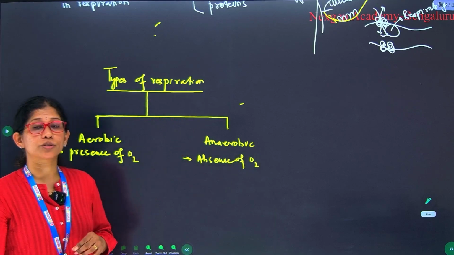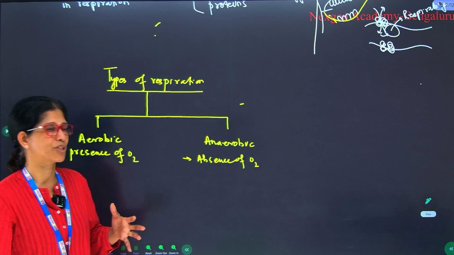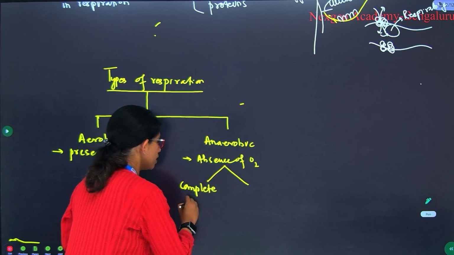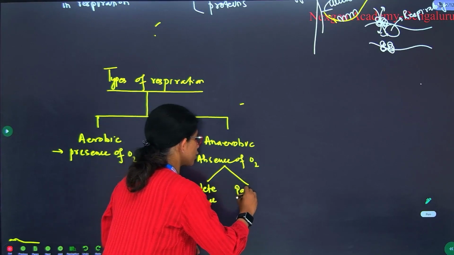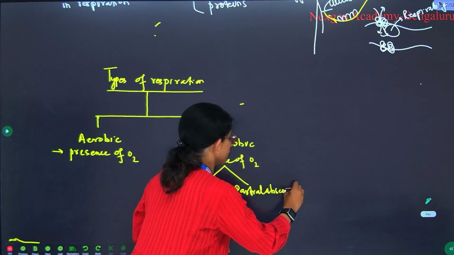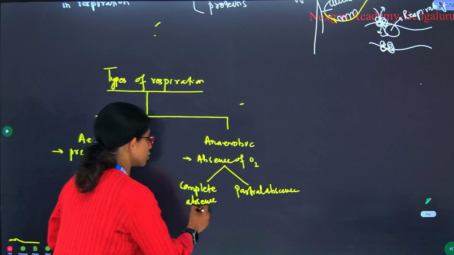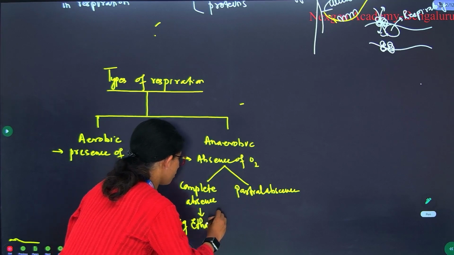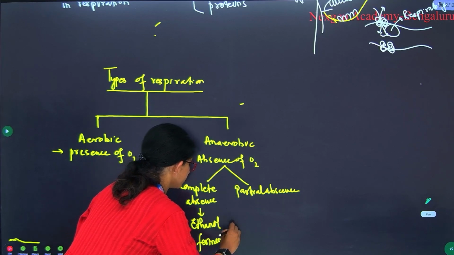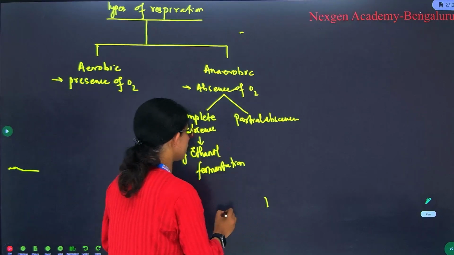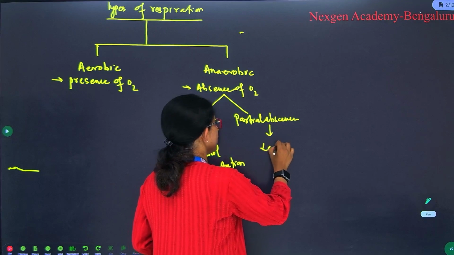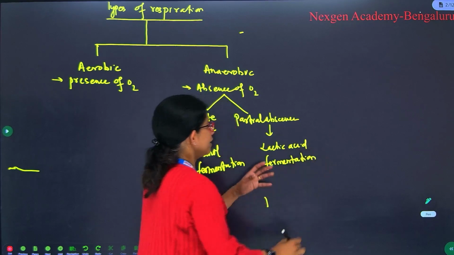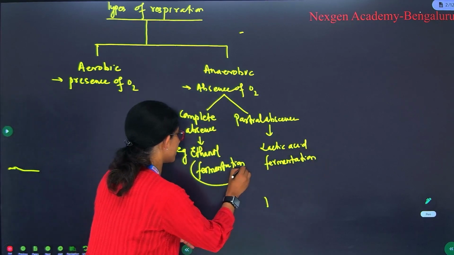When I say absence of oxygen, there can be a complete absence or a partial absence. When we talk about complete absence of oxygen, the example is ethanol fermentation. Partial absence of oxygen, the example is lactic acid fermentation. Remember, I am using the word fermentation here.